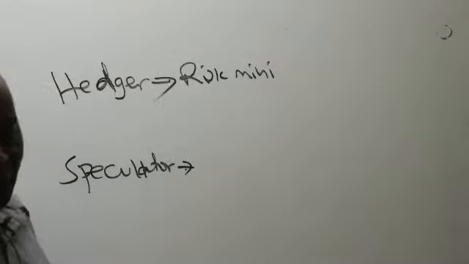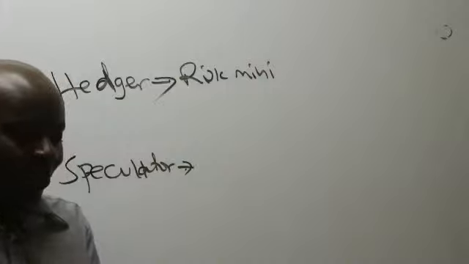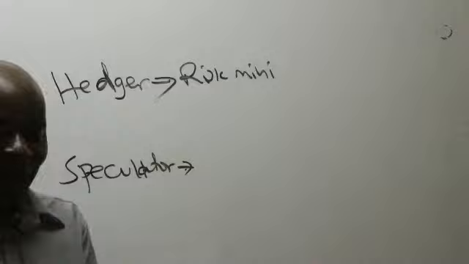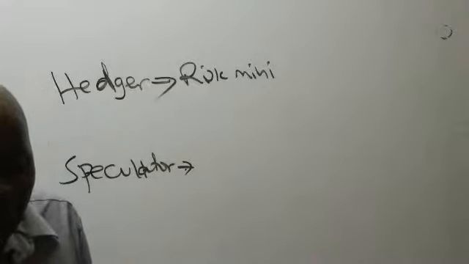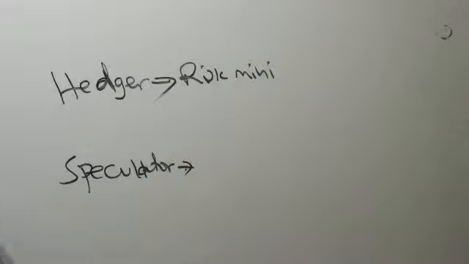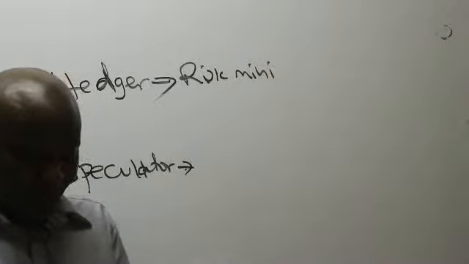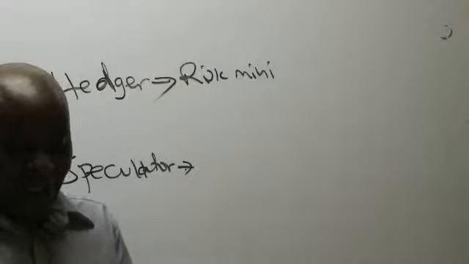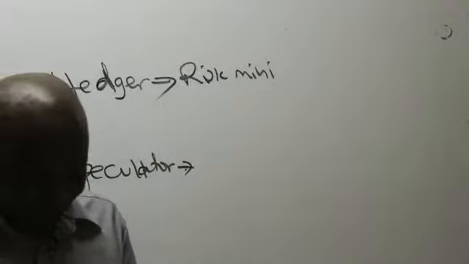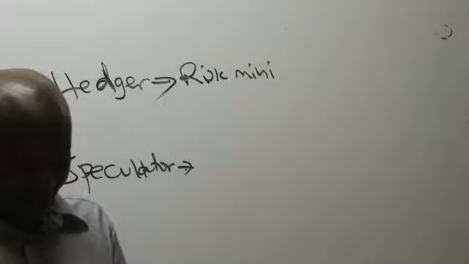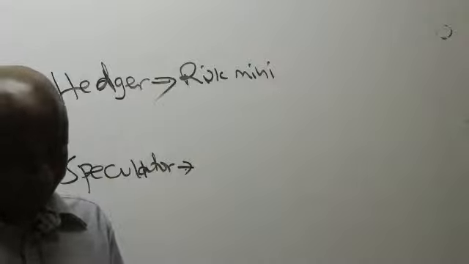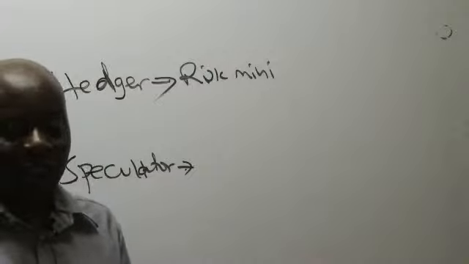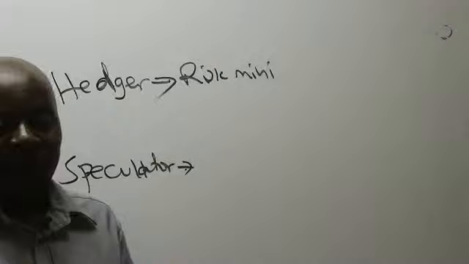How about a speculator? What does a speculator go for? Profit maximization. Thank you very much, Zamzam. Profit maximization, yes. So basically, speculators buy and sell derivatives to make a profit. And the hedgers buy and sell derivatives to reduce risk.